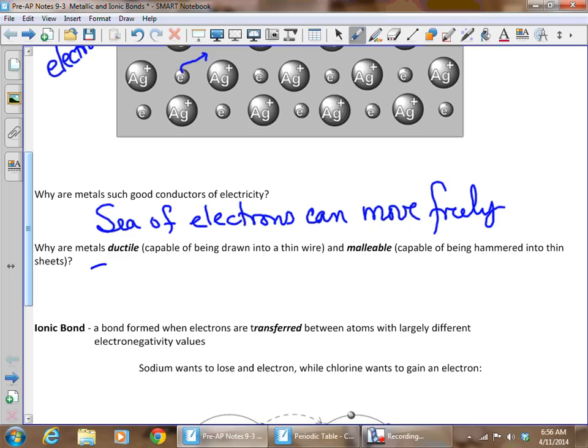So that sea of electrons, again, keeps the silver ions from coming in contact with each other, and allows the metal to be, again, very malleable and ductile.